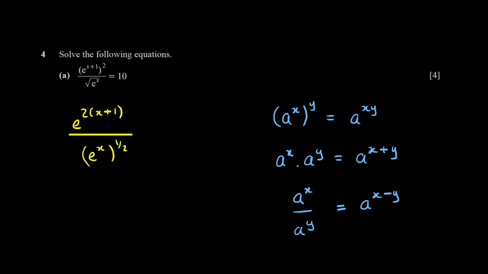And then again, I can use the first rule. I can multiply the powers. So this is actually the same thing as e to the half x. So I'm going to write that out. So e to the half x is equal to 10.